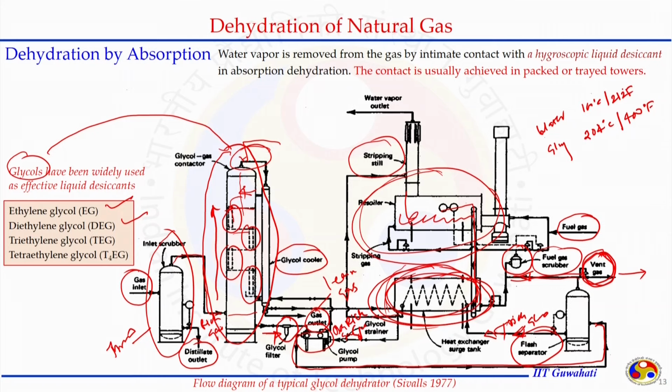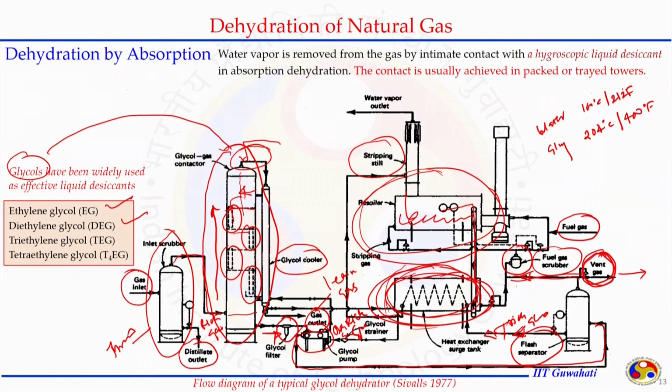So, the lean glycol and rich glycol are exchanging the energy, and further here it is coming to this section where the glycol cooler is, which has the natural gas or the dry gas passing through it in the shell side, and in the tube side we have the glycol that is hot, that is further getting cooled down, and then it is going to the tower at the desired temperature it needs.